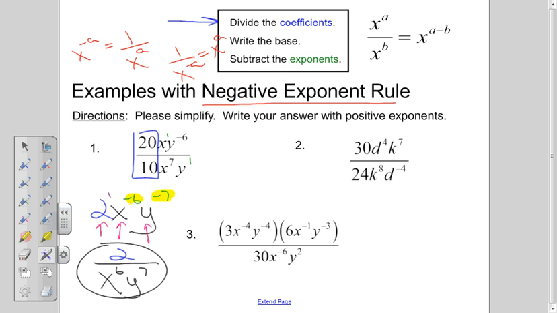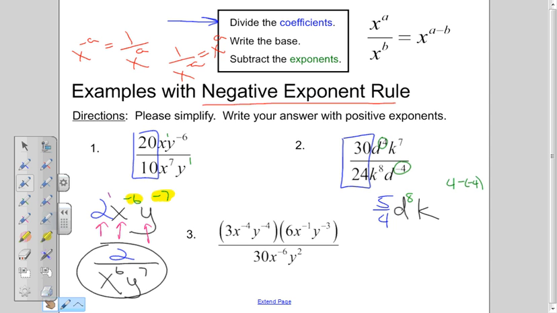So we have 30 over 24, and 24 doesn't go into 30, but they both have a common factor of 6. So when I go to divide my coefficients, I really just simplify the fraction and say I've got 5/4. And then I'm going to write my first base, which is d, and be very careful to do 4 minus negative 4. Be careful with your sign there because you get 8. Write my next base, which is k, and then do 7 minus 8, which is negative 1.